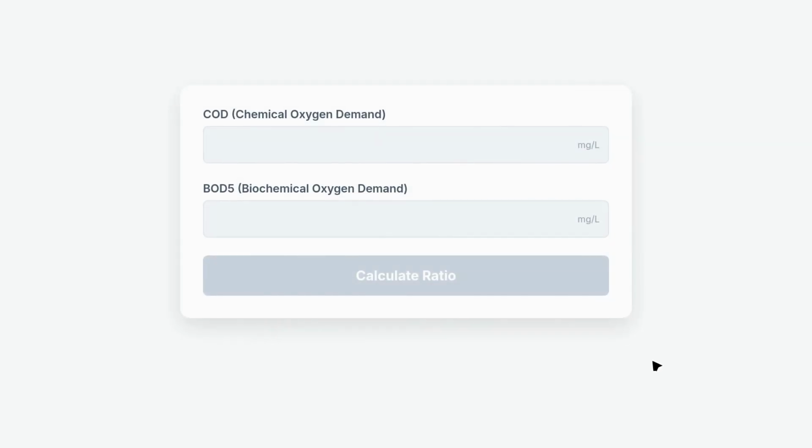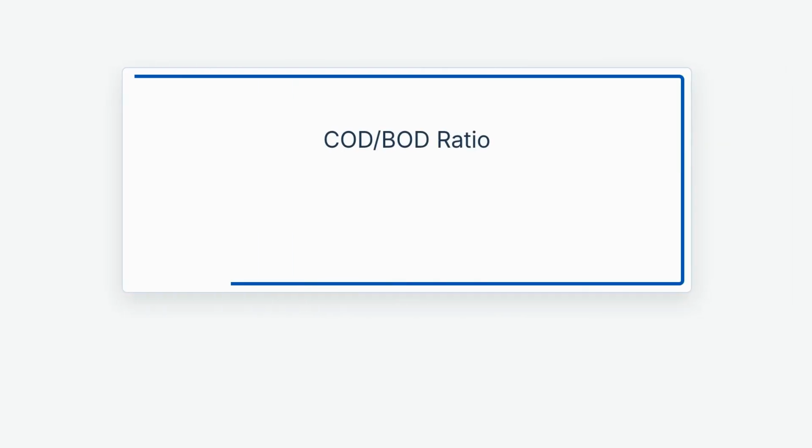Let's work through an example. I'll input COD equals 10 milligrams per liter and BOD5 equals 10 milligrams per liter. After clicking Calculate, we get three key results.